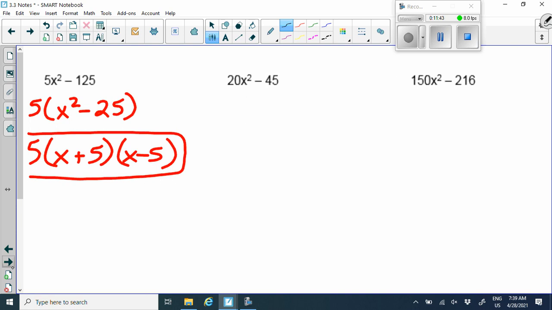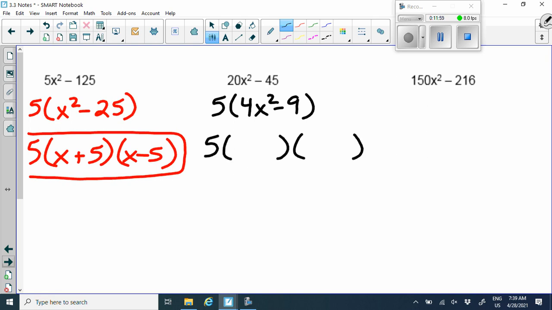Okay, 20x squared minus 45. They both have a 5 in common, so I take that out first. Okay, 4x squared minus 9 is a difference of squares because it's a binomial, subtracting, and 4 and 9 are perfect squares. Bring down the 5, create your 2 sets of parentheses. Square root of 4 is 2, and square root of 9 is 3. 1 minus, 1 plus.